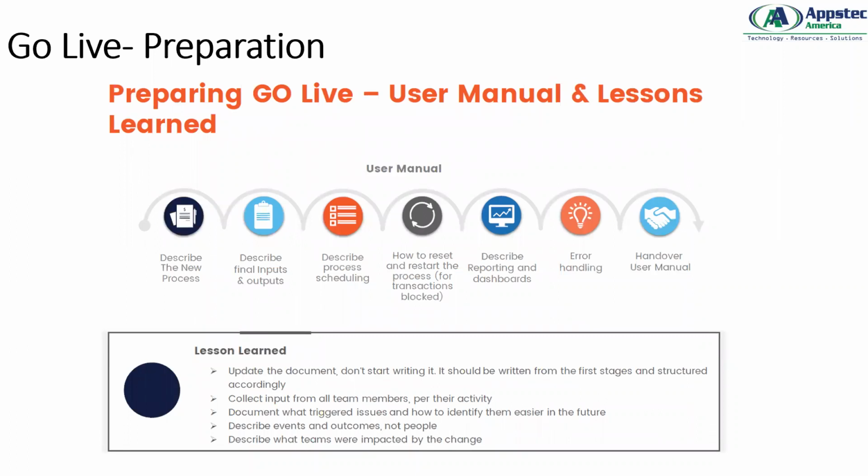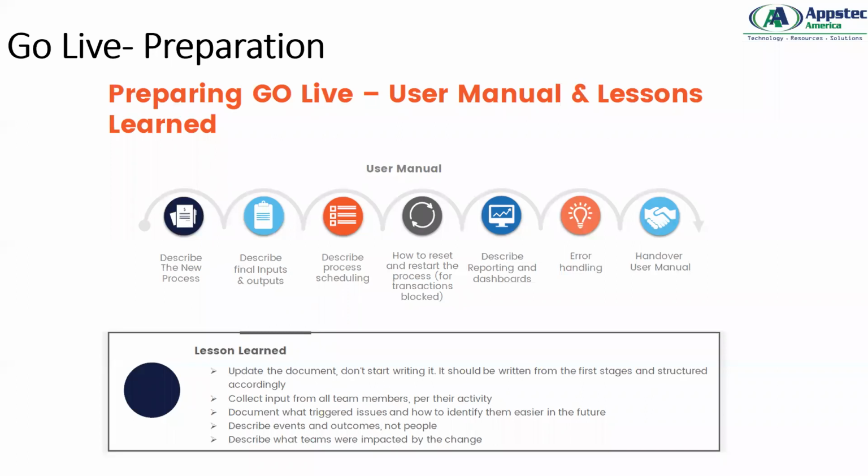So what are the difficulties that you had that might be given to your project manager or your manager as a report? So you have the description of the new process, you describe the final inputs and outputs, you describe the process scheduling, you describe how to reset the data if there is any issue, you describe reporting and dashboards, error handling, and hand over the user manual. So that's the entire phase that we cover during the go live preparation.